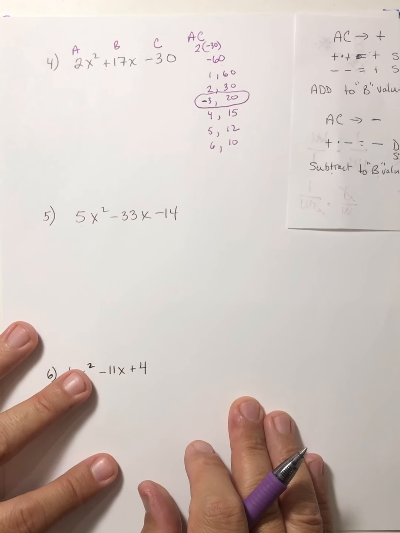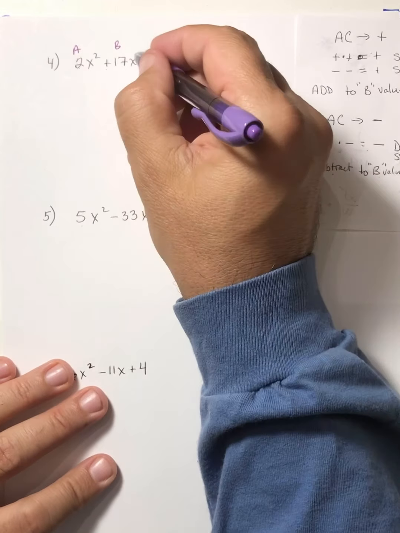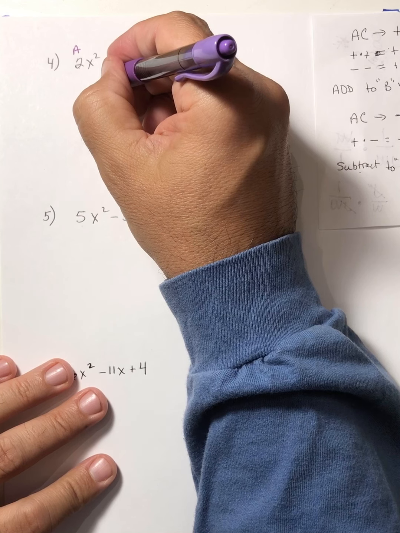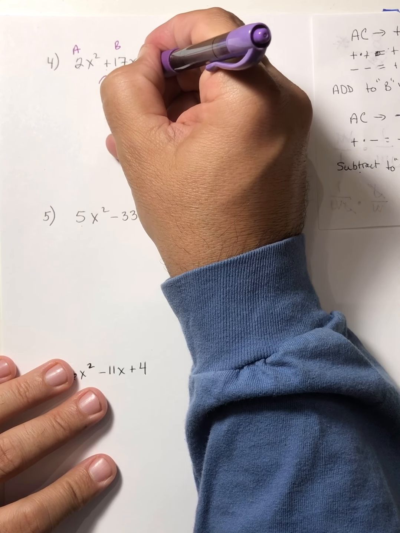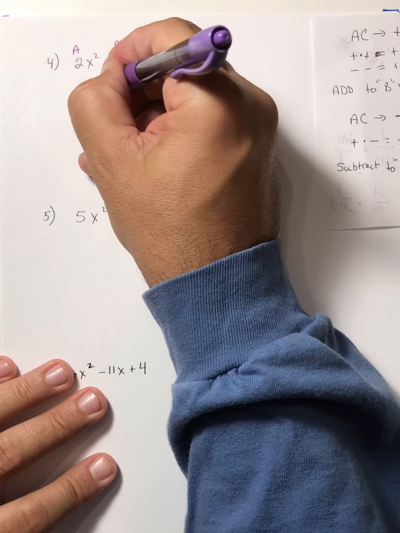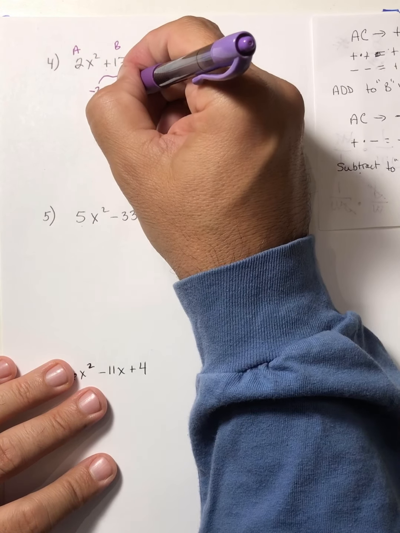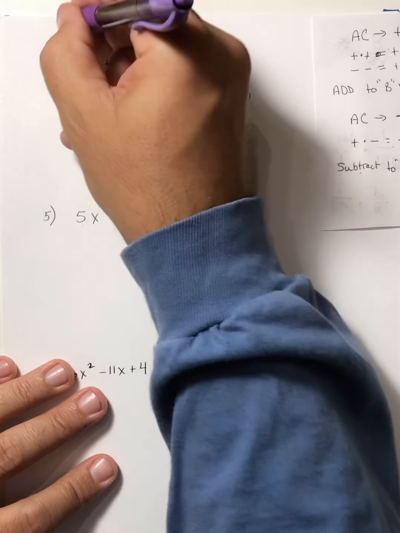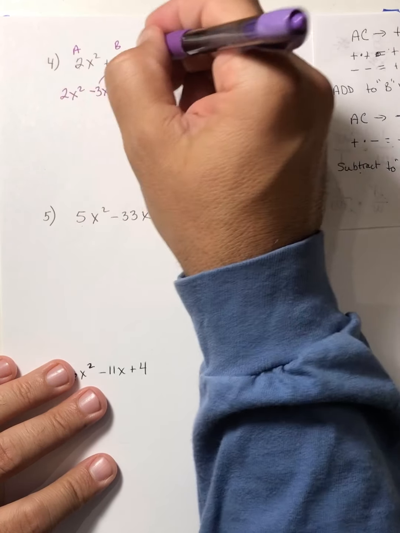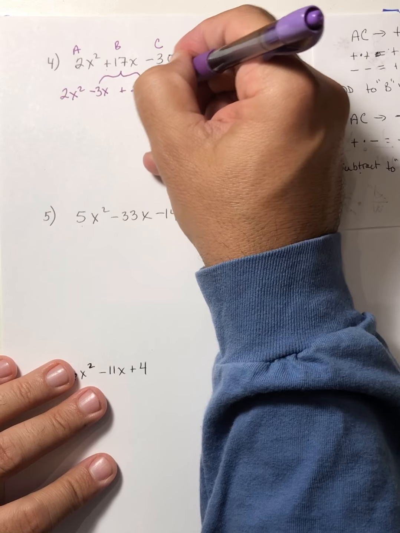All right. So we're going to break 17 into those two values. Which one do you want me to write first? You want me to put the negative 3 first? All right, fine, I'll put the negative 3 first. Negative 3x and a plus 20x. And I got to write everything else out. So I have my 2x squared minus 3x plus 20x minus 30.